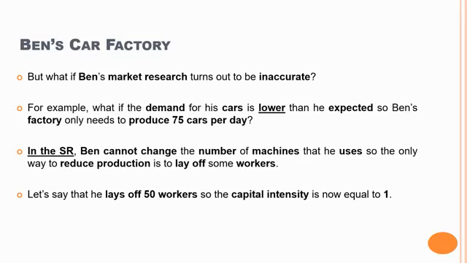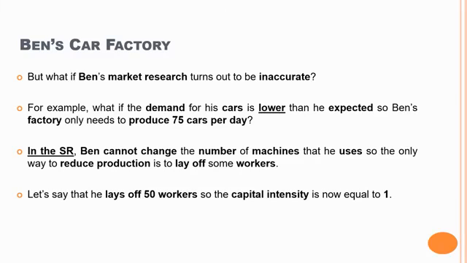Okay, so for example, let's say that he lays off 50 workers. The capital intensity is now equal to 1. Remember, he initially had 50 machines and 100 workers. So if we lay off 50 workers, we have 50 workers and 50 machines. And now the capital intensity is 1. And you see that it's not good, because in this case, capital and labor are not combined in the right proportion.